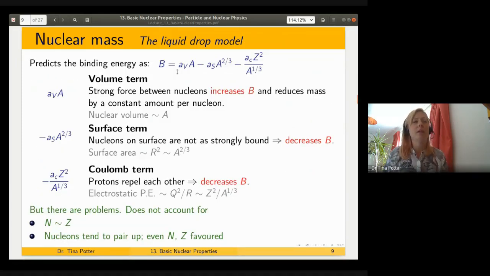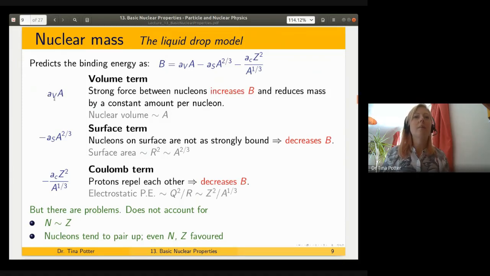So let's have a look at this binding energy and how we can model it like a drop of liquid. We're going to start off with a volume term: the strong force is going to bind our nucleons together, and for every nucleon that we add, our strong force will increase, and this binding energy will increase. So every time we add a nucleon, so our number of nucleons is A, we're going to increase our binding energy. Since our number of nucleons is proportional to the volume, this is called our volume term.